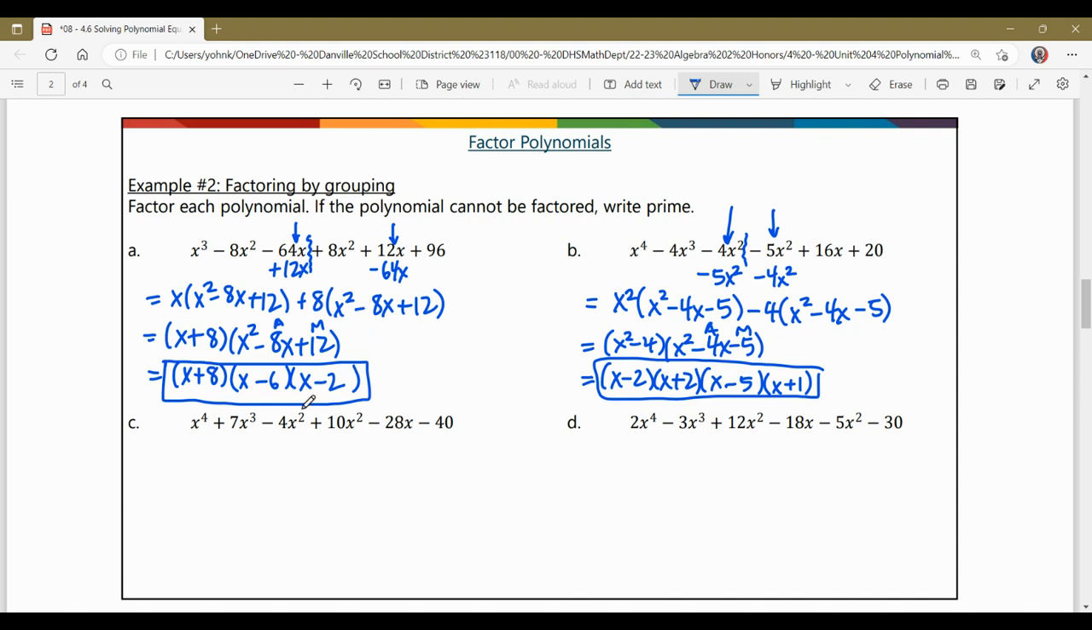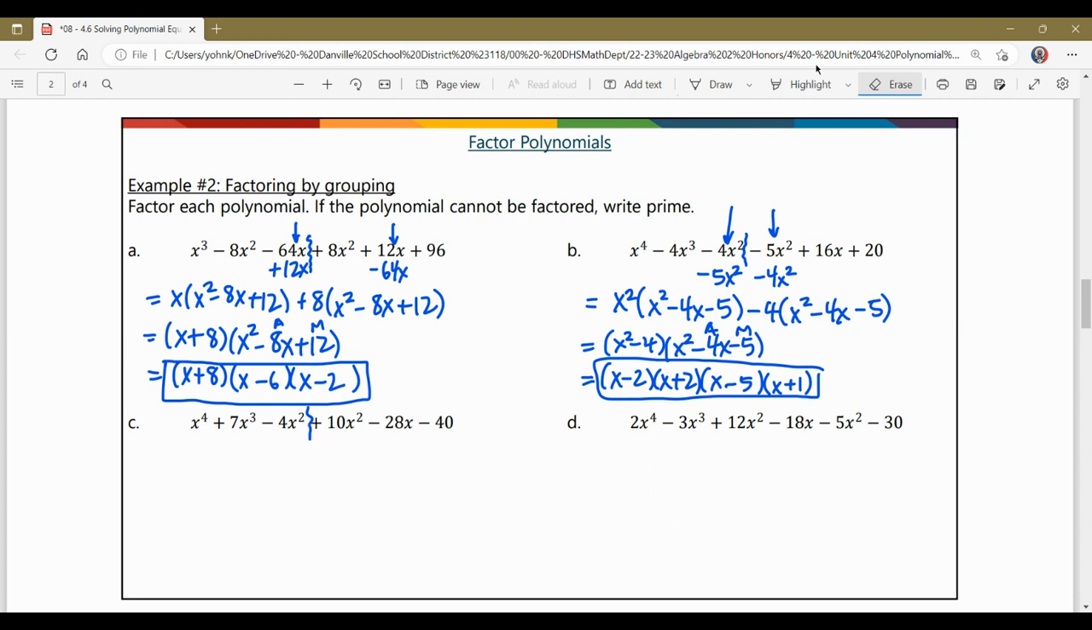All right, letter C, let's chop it in half. Let's see, I've got a GCF in the first half of x squared. That leaves me with x squared plus 7x minus 4. GCF in the second half looks like a 2. That leaves me with 5x squared. Oh, right away I know I'm not going to have it. So let's erase.